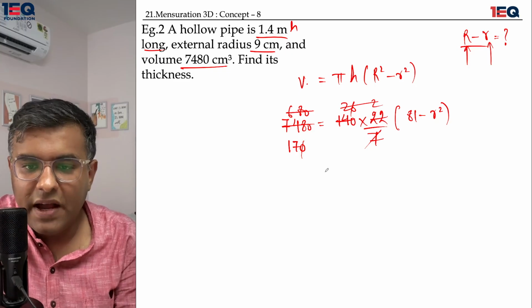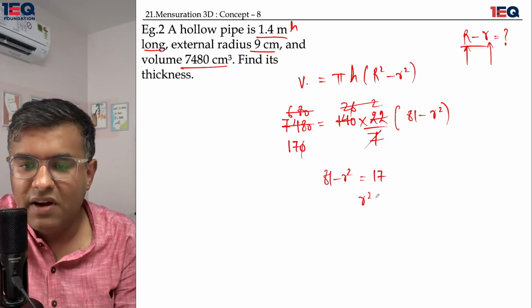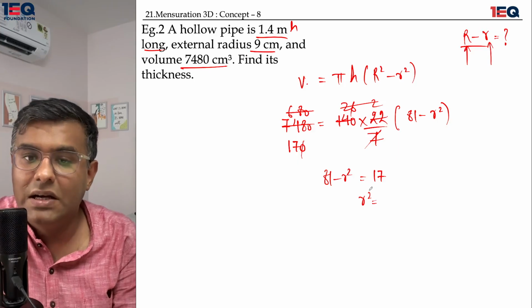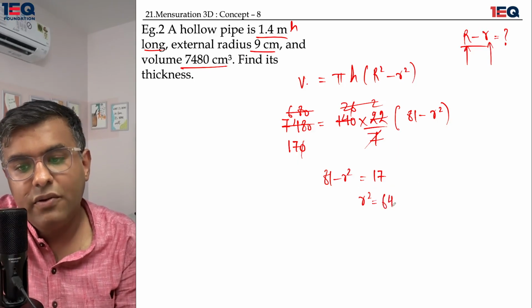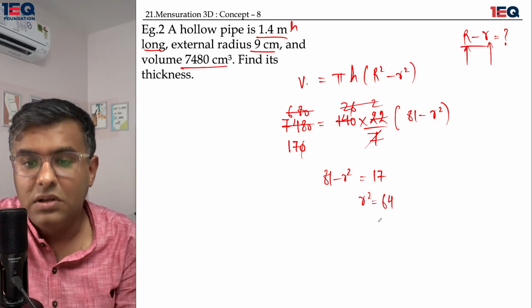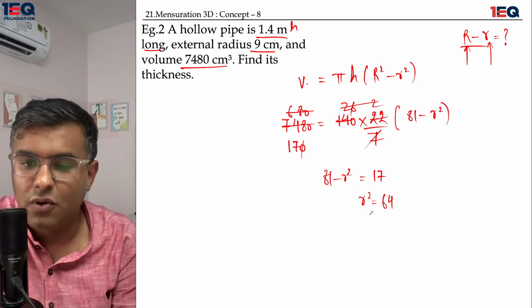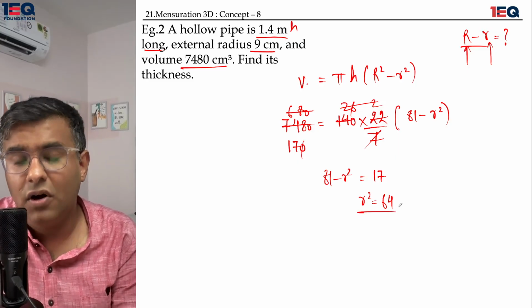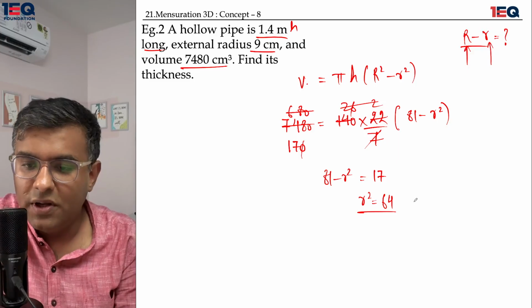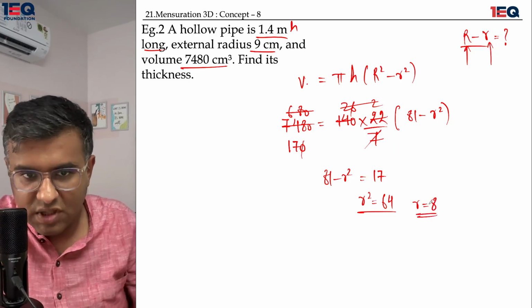Okay. So I have 81 minus r square being equal to 17. So the value of r square, 17 would be subtracted away, which would give me a 64 here, if I'm not wrong. Yes, it would give me a 71. 71 minus 7 is 64. So the value of small r square, or the inner radius of the hollow cylinder, is going to be 8. Okay, so the value is 8.